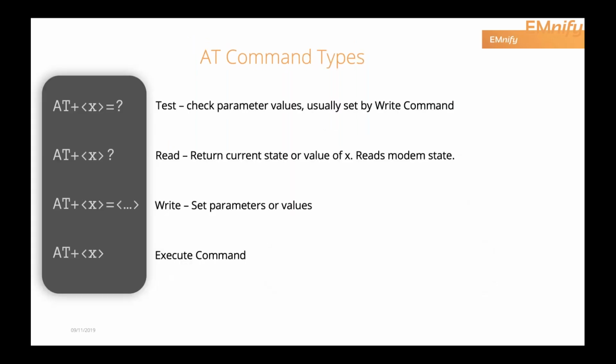So typically there are 4 categories of commands. The first one is to check what parameter values you've set. This is usually after you've set them via a write command. You have a read command, which is tell me what the current modem state is. And then you have the write command, which is linked to the first one, to write some parameters to the modem. And then, of course, to execute.